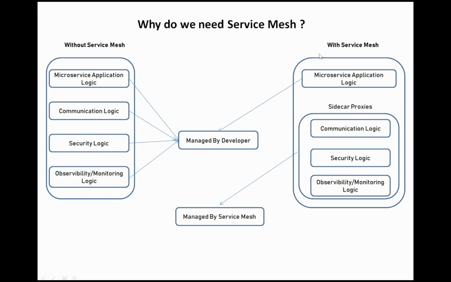So now with the help of service mesh, what service mesh brings to the table is a separate layer, separate from your application layer, which is made up of your sidecar proxies. That takes care of all your communication logic, security logic, and observability or monitoring logic, basically. So that's the difference between what a typical microservice looks like with service mesh and without service mesh.